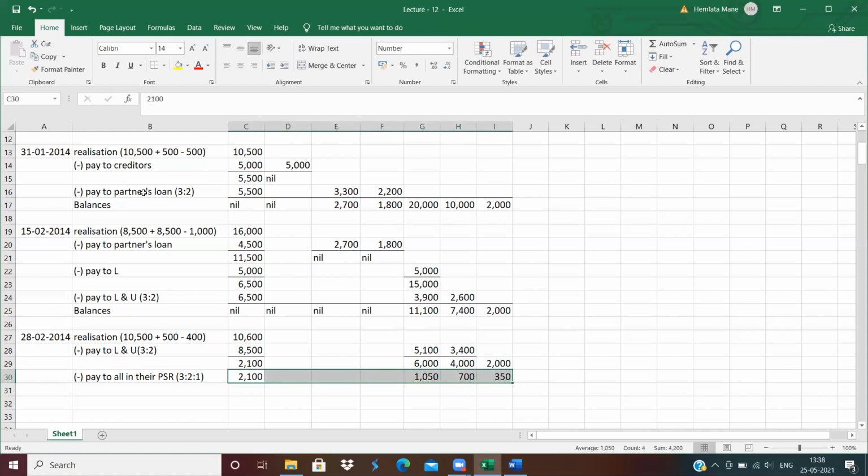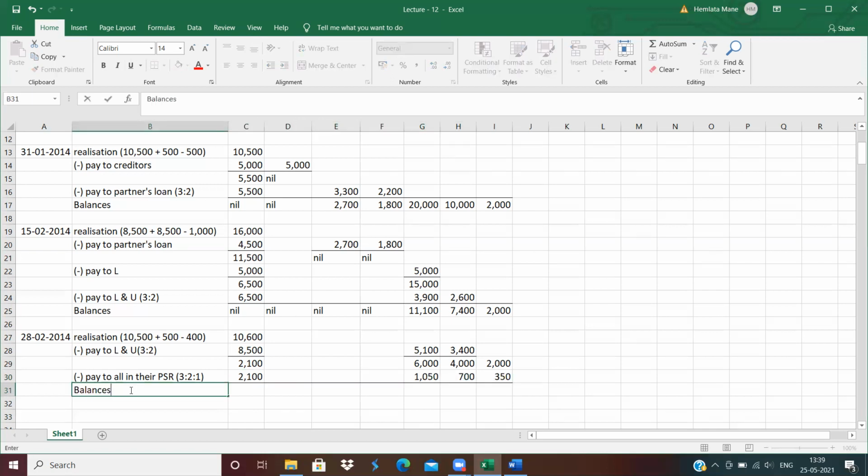So carry down the balances of all. Cash balance is nil. Creditor is also nil. Then L's loan nil. U's loan is also nil. Then L's capital, how much? 4,950. Then U's capital 3,300 and M's capital 1,650. Now last realization. Last realization is 15th March 2014.